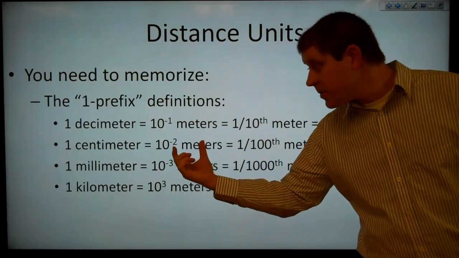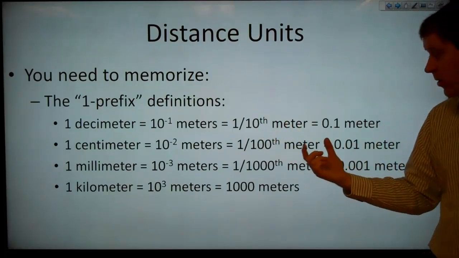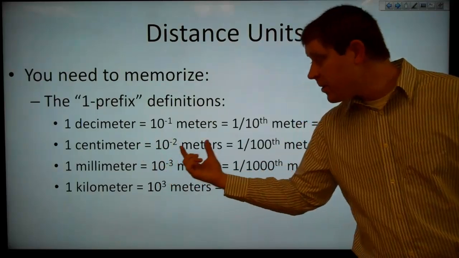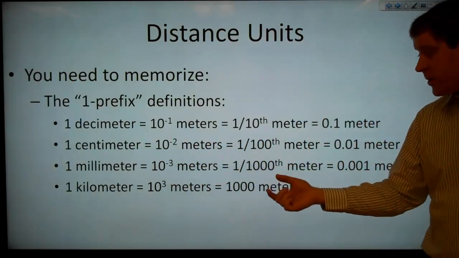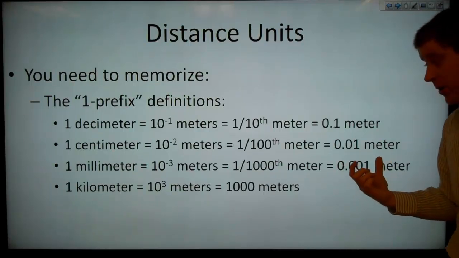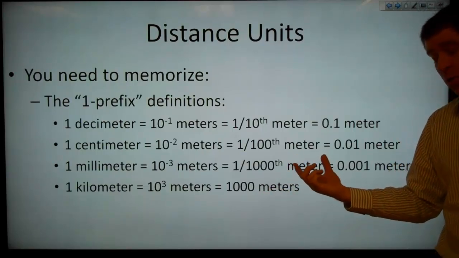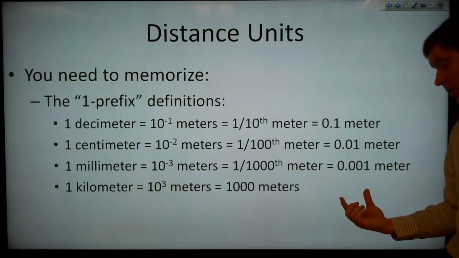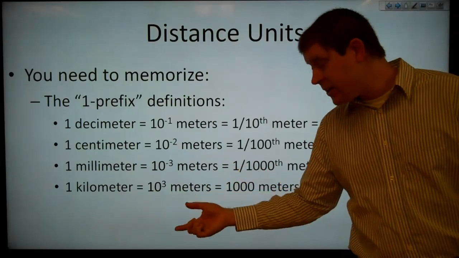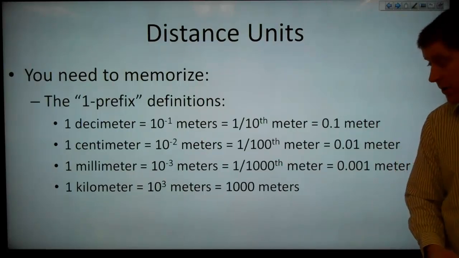So 1 decimeter is equal to 10 to the minus 1 meters, or 1/10 of a meter, or 0.1 meters. 1 centimeter is equal to 10 to the minus 2 meters, or 1/100th of a meter, or 0.01 meters. 1 millimeter is 10 to the minus 3 meters, or 1/1000th of a meter, or 0.001 meters. 1 kilometer is 10 to the positive 3 meters, or 1,000 meters.